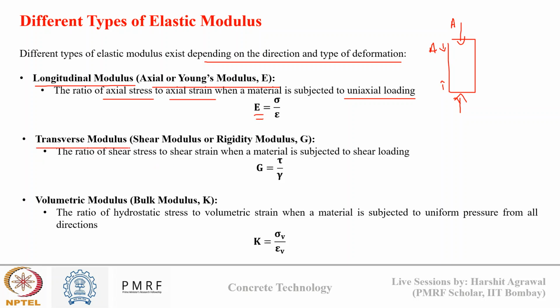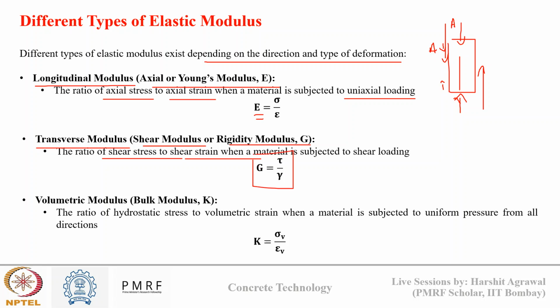Then there is the transverse modulus, also known as shear modulus or rigidity modulus. This is the ratio of shear stress to shear strain, whereas the earlier one was axial stress to axial strain. It applies when the concrete is subjected to shear loading. The shear loading will be like this: one end is loaded like this, the other end is loaded like this, and there is a shear plane between. So the shear stress to shear strain gives me the shear modulus.